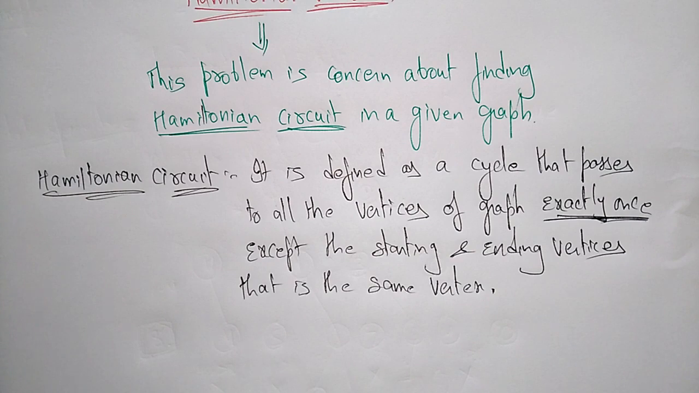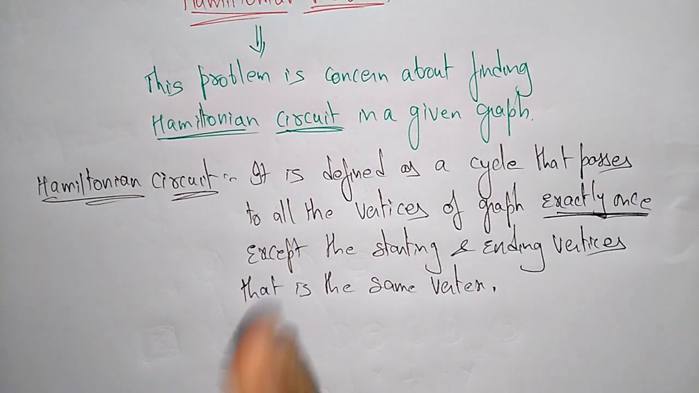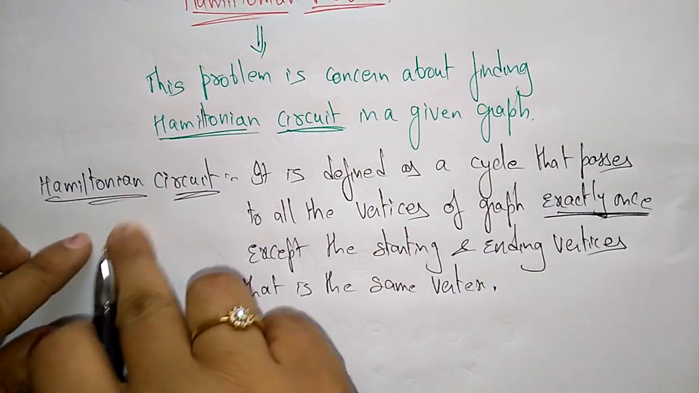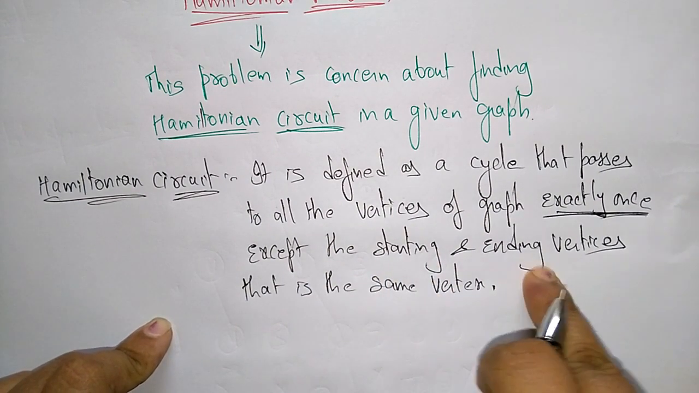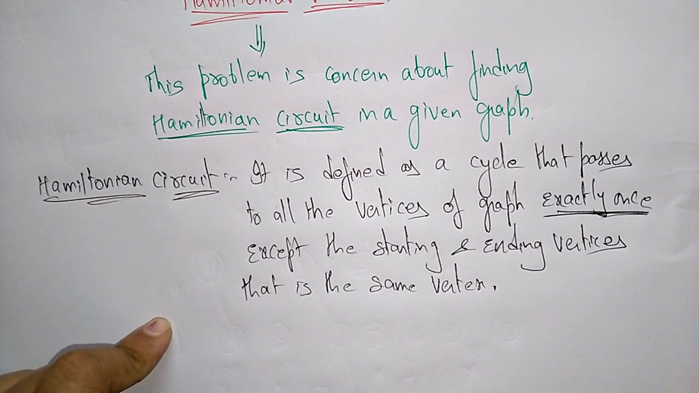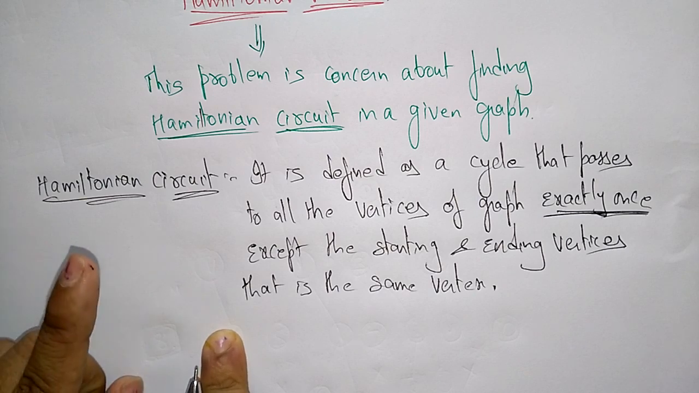We can solve this Hamiltonian circuit problem by using the backtracking method. Backtracking means we may have to reach that node again. The difference is that it is defined as a cycle that passes through all the vertices. We have to pass through all the vertices in the graph exactly once, except the starting and ending vertex. The starting and ending vertex we visit again. But the remaining vertices you have to visit only once.